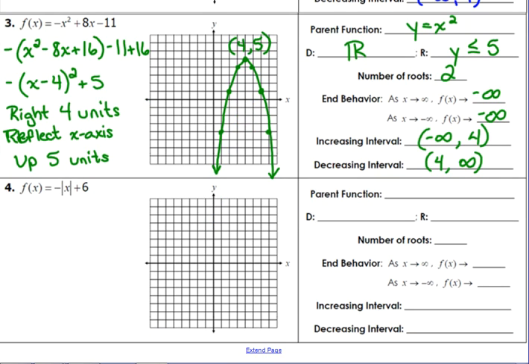All right, let's look at this last one, number 4 here. Another absolute value function. We're not shifting it left or right, but we do reflect across the x-axis because of that negative in front, and then we go up 6 units. Again, order of operations: multiplying by the negative comes first, so we flip it over, and then we shift the entire thing up 6 units. So our vertex is going to be at the point (0, 6).